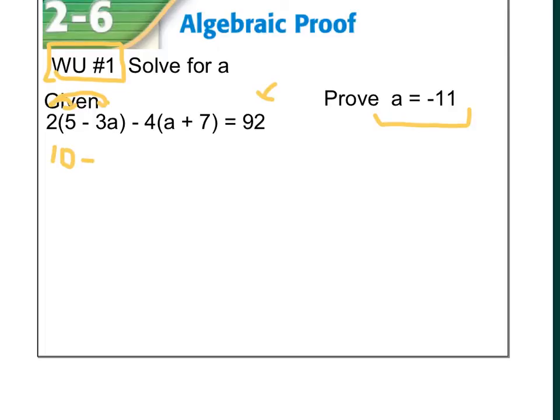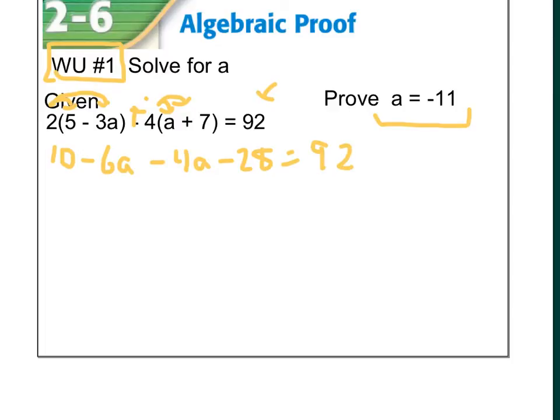And then you have a minus sign. 2 times 3 is 6, so 6a. Now this minus, I like to think of as plus a negative 4. And then that's kind of weird. That's a negative 4. And then the negative 4 gets distributed into both of these. So negative 4 times a is negative 4a or minus 4a. And negative 4 times 7 is negative 28. That equals 92.